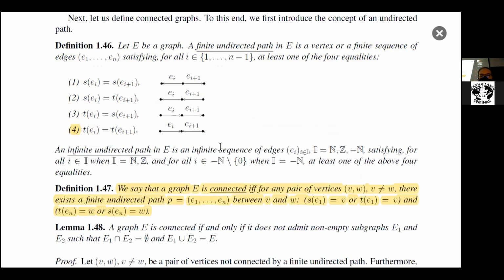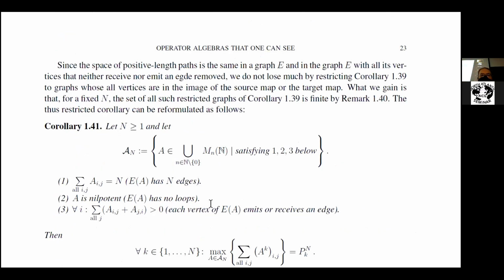And now I want to highlight this definition. Perfect. Okay, so say that the graph is connected if for any pair of two different vertices V and W, there exists a finite undirected path between V and W, which means that this path has at one end V and at another end W. And again, you have a number of possibilities because V can be either the beginning or the end of the first edge, and then W can be the end or the beginning of the last edge. Okay, so again, you have four possibilities, but it's very intuitive.